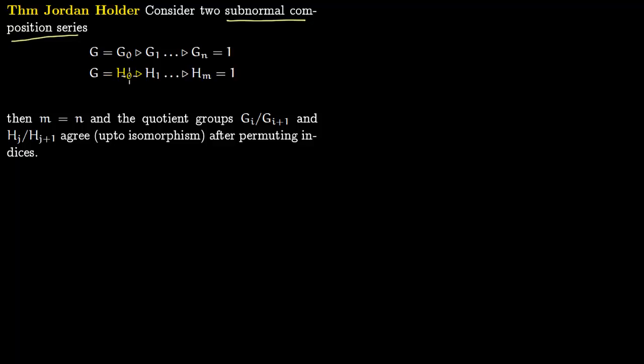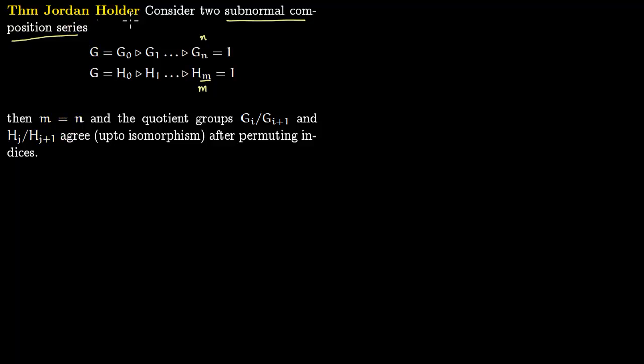There is another composition series. You start with H0, which is set as G. Then H1 is a normal subgroup of H0, H2 is a normal subgroup of H1, all the way to Hm. So we have two subnormal composition series of different length. This is of length n and this is of length m.